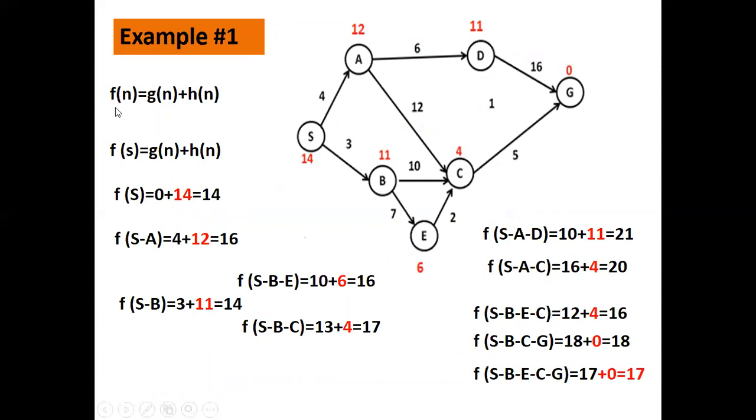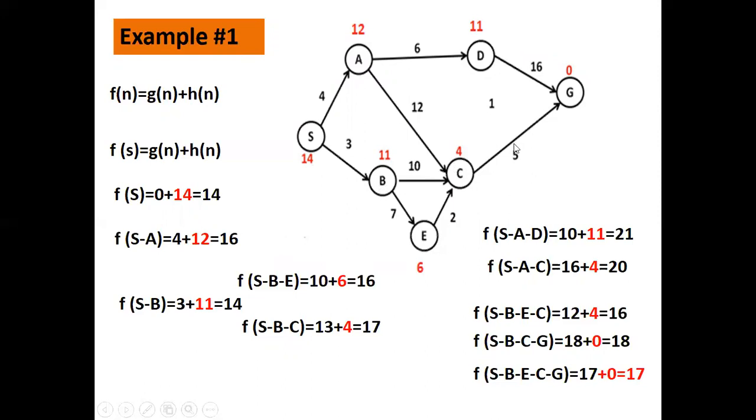Here you have f of n, again the same function. Here this is a graph we'll be working with, start state and the goal state. You can see each and every node has a red color number above it or below it. This is nothing but the estimated cost. What is this estimated cost? From S node to reach goal node G, the estimated cost is 14, right?